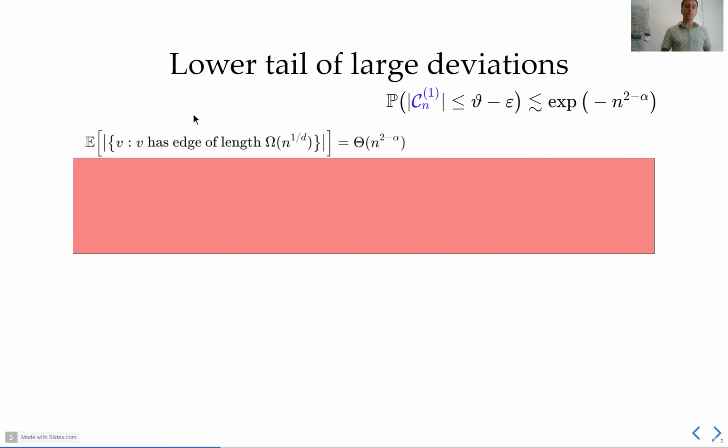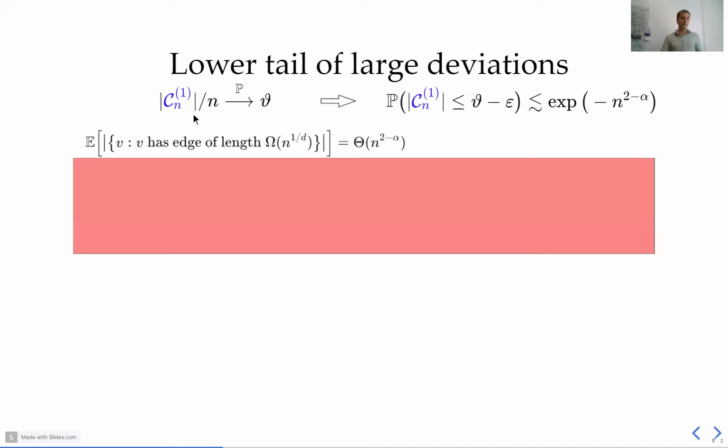So how to do this? We'll look at the one-dimensional model. This red box is a box of volume n, and the height is just something to illustrate the weights, but we don't really care about the weights in this example. What we saw from a computation that Julia did is that we expect that in this volume n box, there are about theta n to the 2 minus alpha vertices that have a very long edge, meaning of length n to the 1 over d, and in dimension 1 this is just of length n.